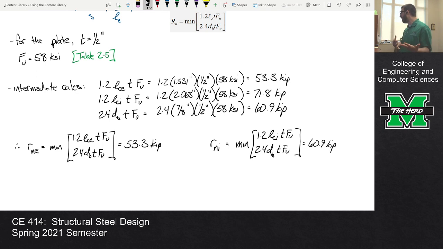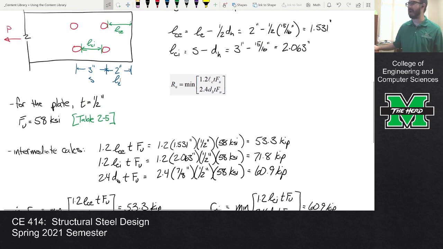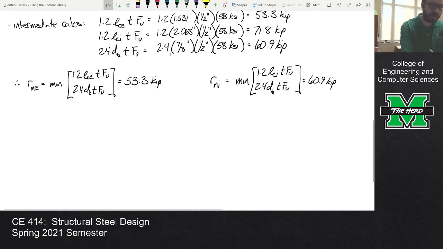Now, what do we have to do from here on? Well, we have to go back to our connection. We have to ask ourselves, how many edge bolts are there and how many interior bolts are there? Well, that's pretty easy. There's 2 edge bolts, and then there's 2 interior bolts.